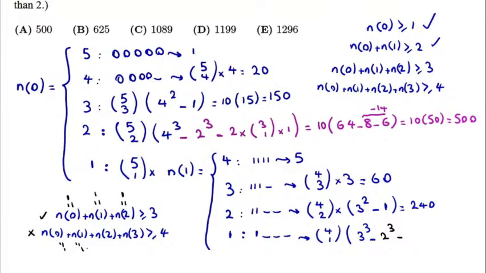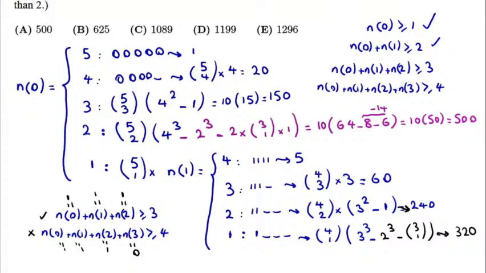So N0 is 1, N1 is 1, N2 is 1, N3 is 0. In this case, we say N2 is 1, so for 2 you have 3 choose 1, and the others should be 4. And here it will be 27 minus 8, 19, minus 3, 16, 4 times 16, 64. 64 times 5, 5 times 64 is 320.